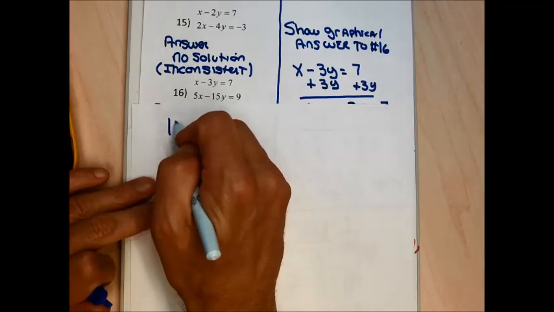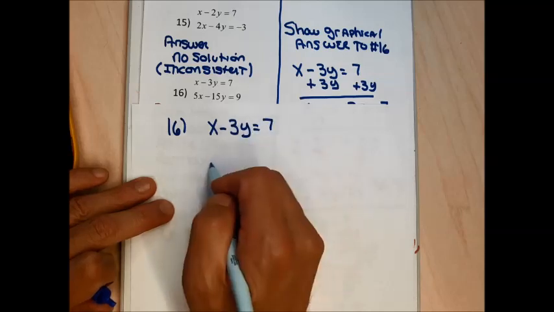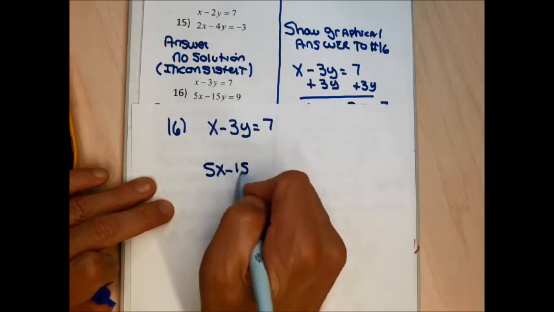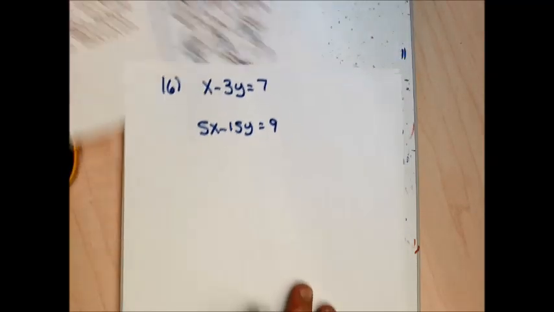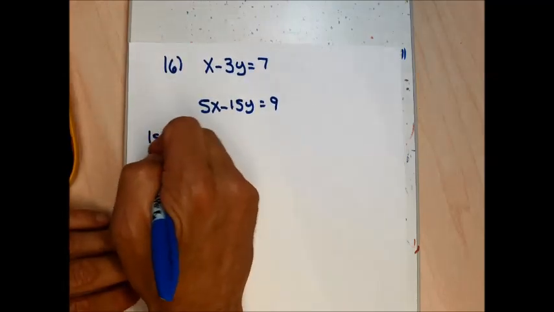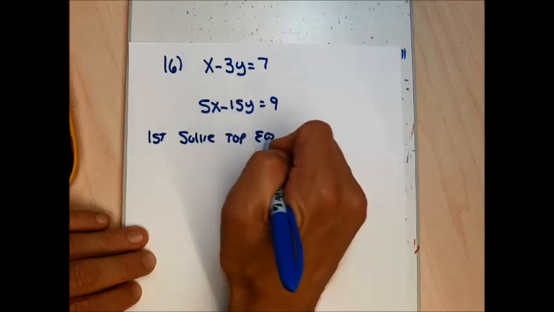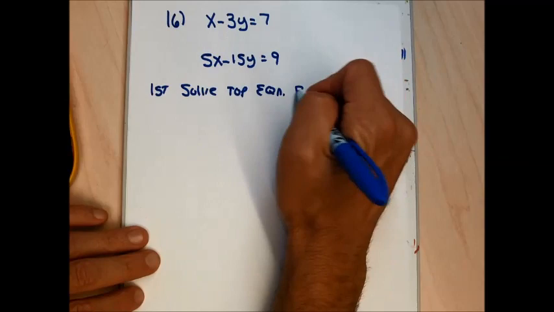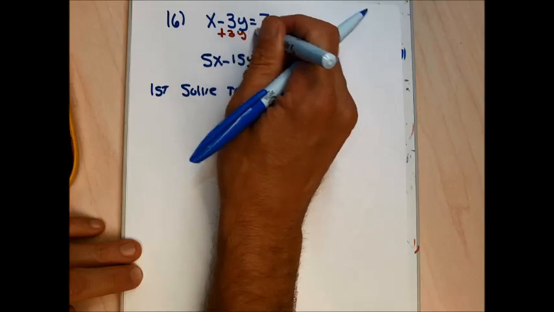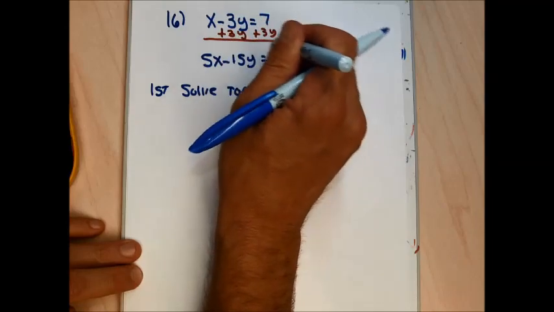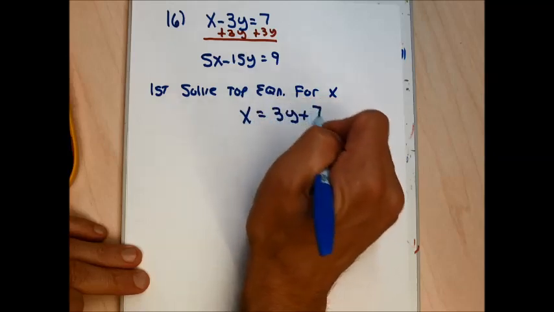So for 16, the initial system of equations was x minus 3y equal to 7 and 5x minus 15y equals 9. My step 1 is I'm going to pick an equation and solve it for a letter. For step 1, I'm going to solve the top equation for x. Easy enough to do. I'm just going to add 3y to both sides. That's why I left a little room here so I didn't have to write that again. And that's going to give me x equals 3y plus 7.